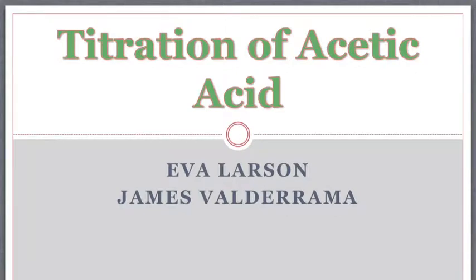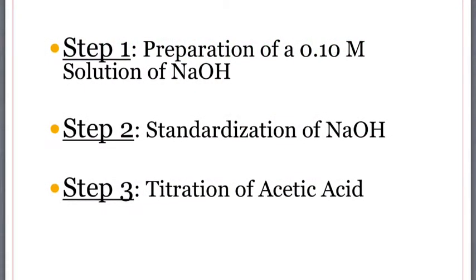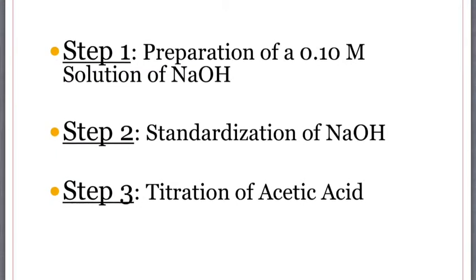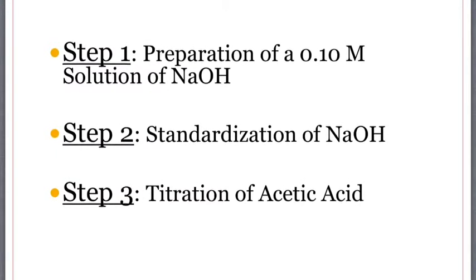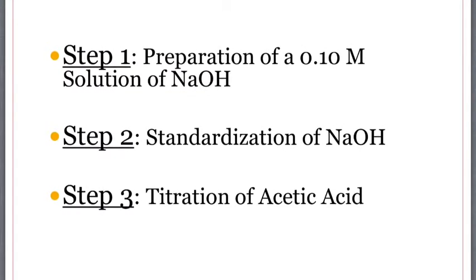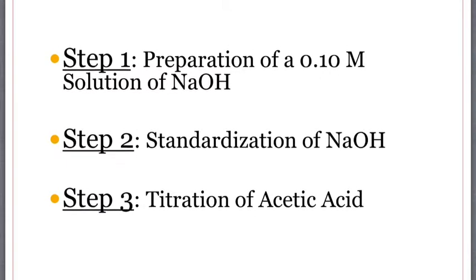Today in lab we'll be titrating acetic acid and then analyzing the data. In the first part of the lab you'll be preparing an approximately 0.1 molar solution of NaOH. You will then standardize that solution and then titrate acetic acid. The acetic acid solution is pre-made for you and is of an unknown concentration, so you'll be using your data to calculate the concentration.